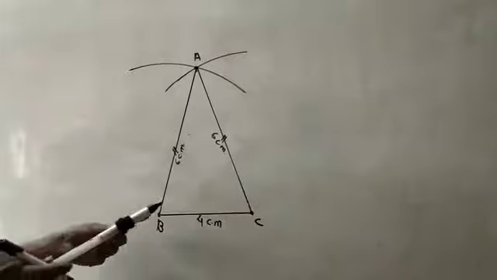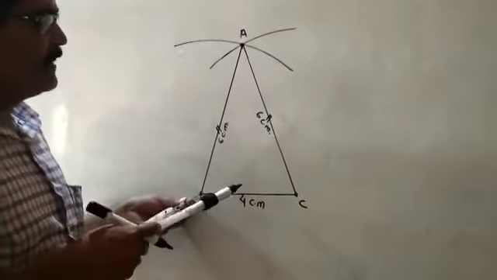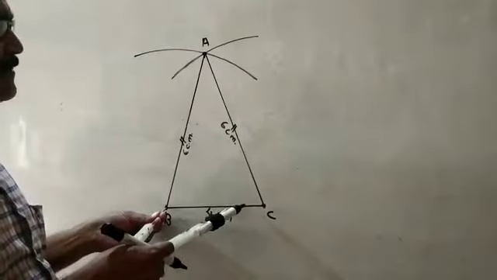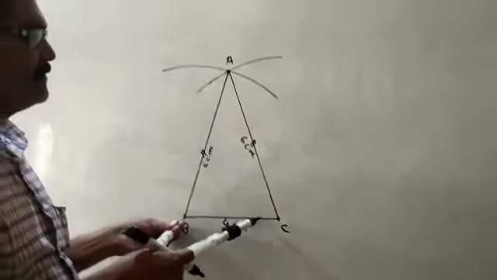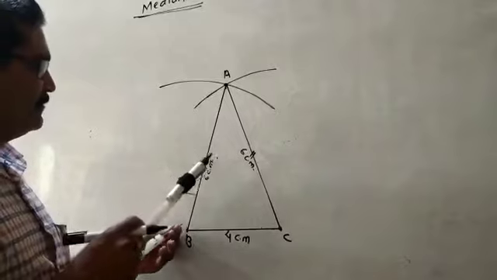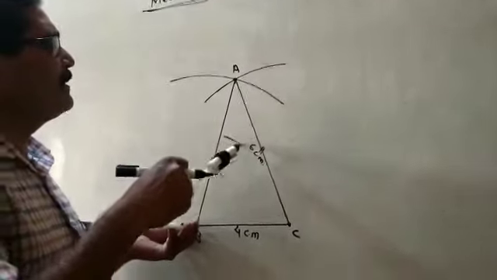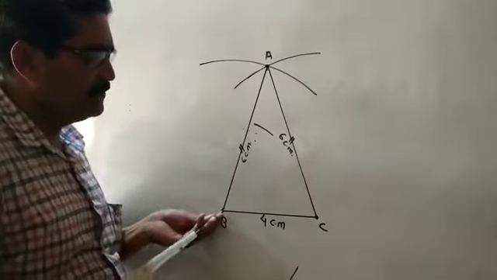So here you have to take more than half the distance of this and make the arc to both sides. You have to make the arc to both sides. So take more than half of BC and draw the perpendicular bisector. Make the arc on both sides.